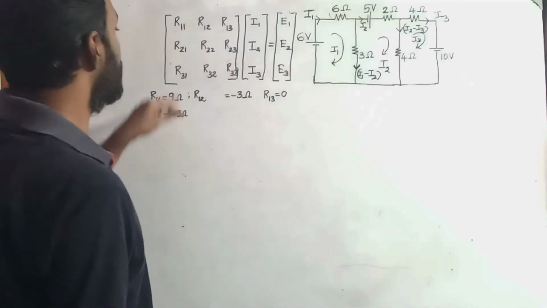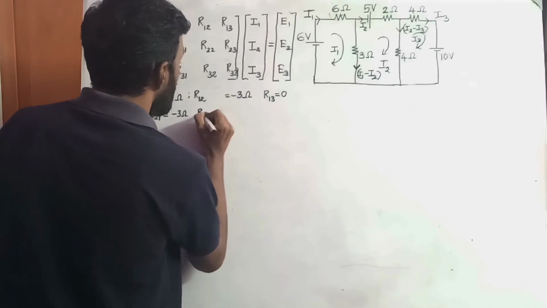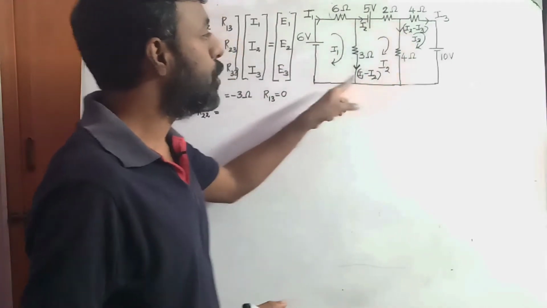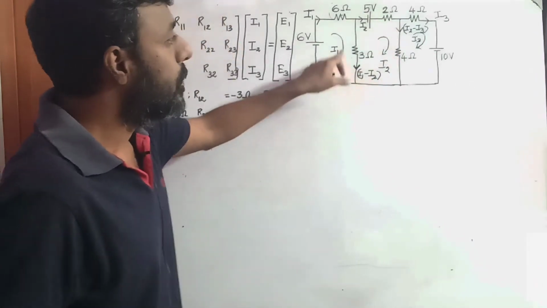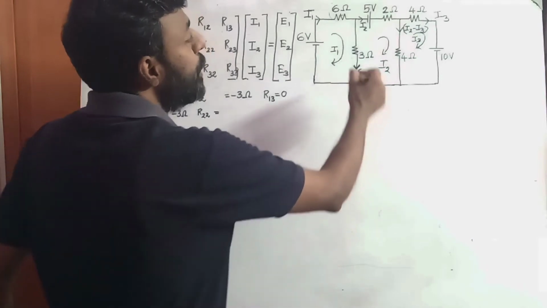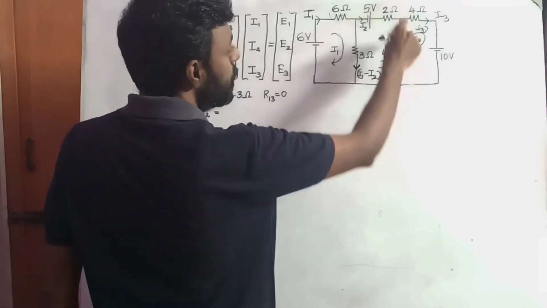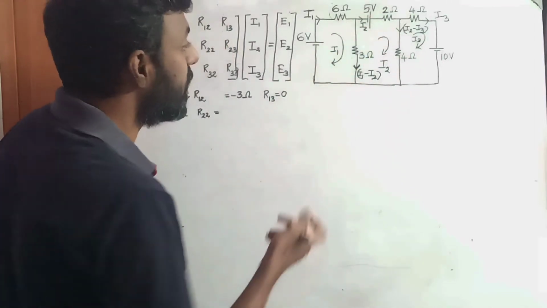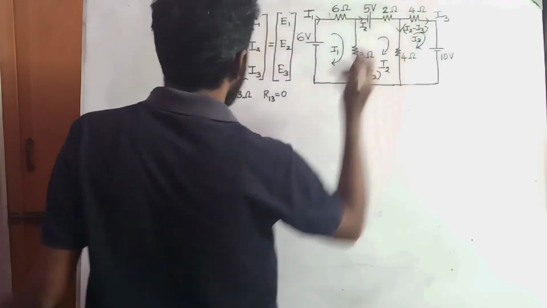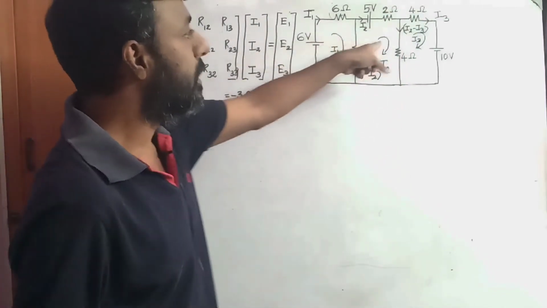Is minus 3 ohms. Then what about R22? R22 corresponds to compartment number 2. So what are the resistors contributing to compartment number 2? We have 3 different resistor values contributing to compartment 2. That is 3 ohm, 2 ohm and 4 ohm. So totally we have 9 ohms in compartment number 2.